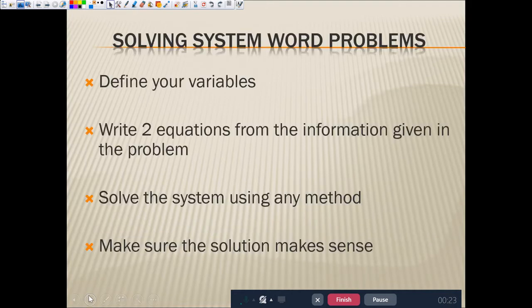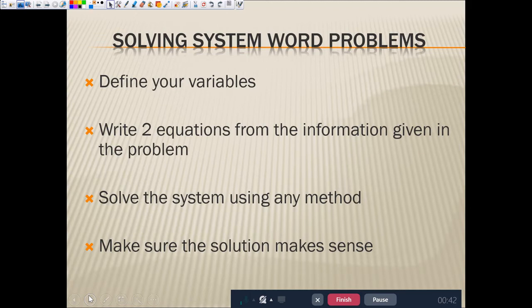Our first step is going to be to find the variable. When we had word problems with regular equations, that's what we did beforehand. We defined the word problem. And then our next step was to create an equation for that one. Except for now we're going to have to create two equations because it's a system. And then we're going to solve using any method.